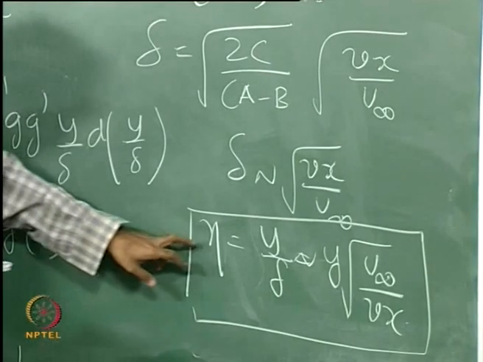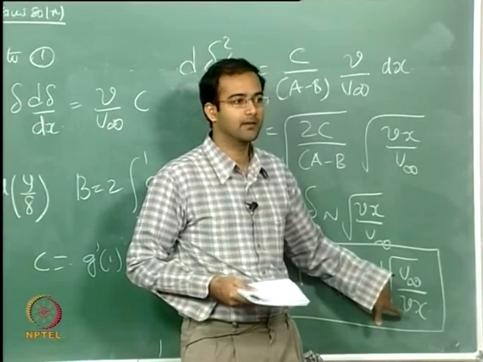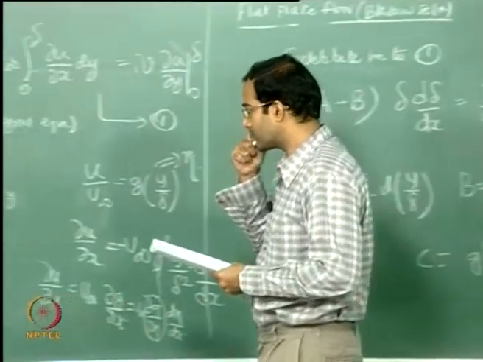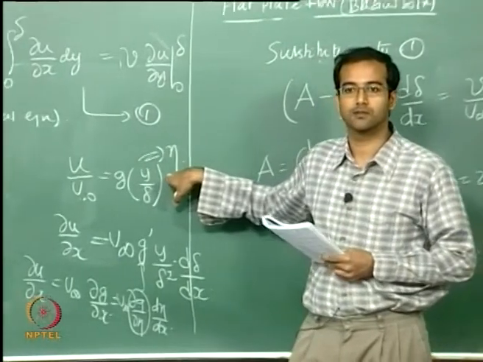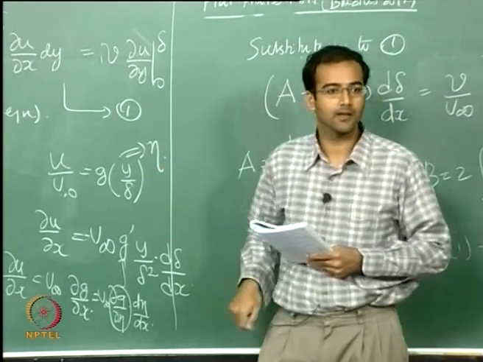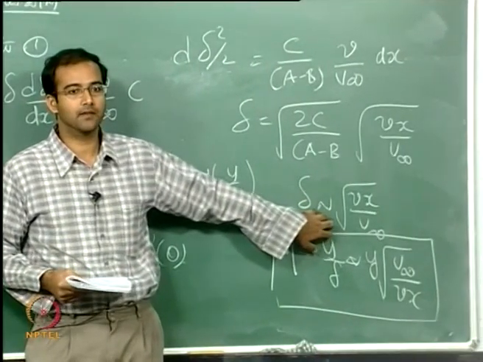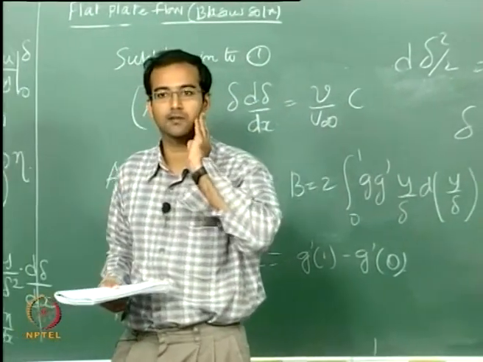This similarity variable, you can see, is constructed as a function of both x and y. So now if I do it this way, u by u infinity is going to be a function of only eta, and not of x and y respectively. Alright, and this is the similarity variable. The same result you can get by a one-step scaling process, which you can do yourself.